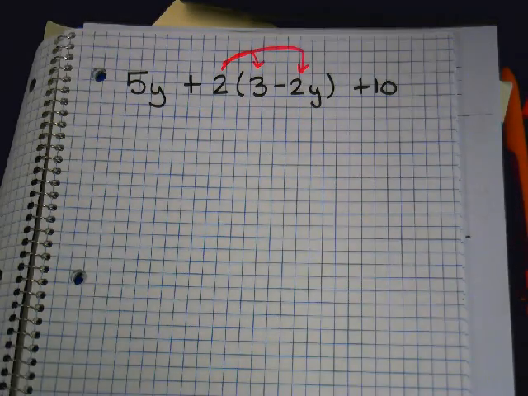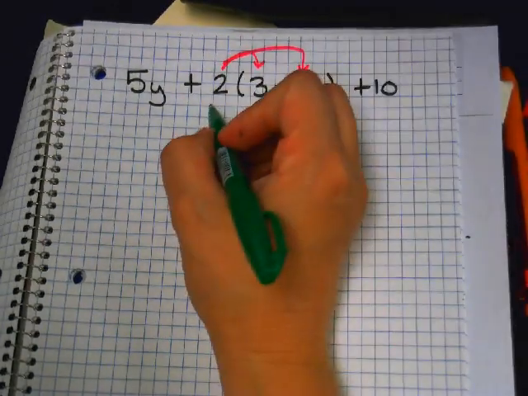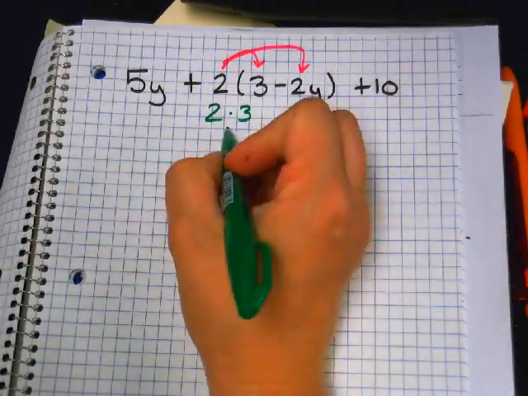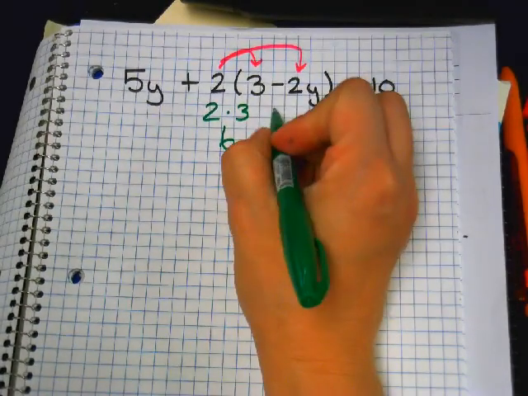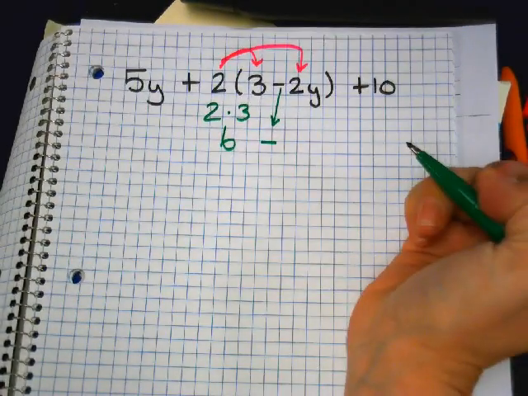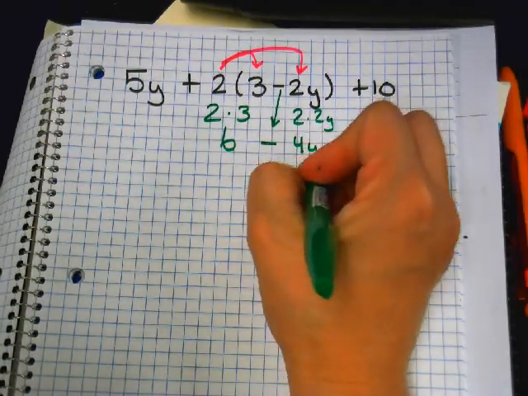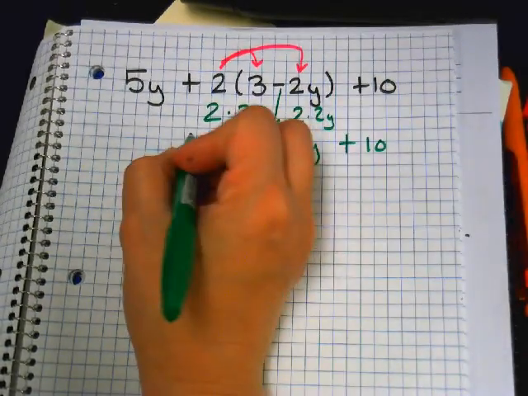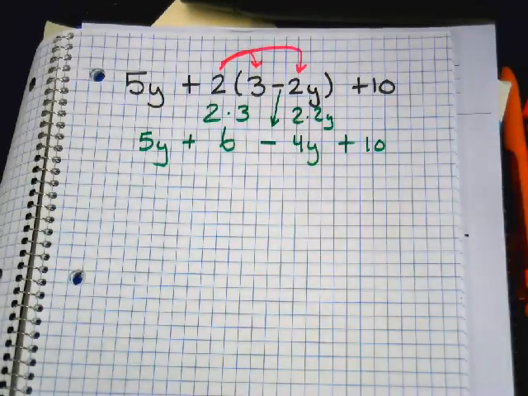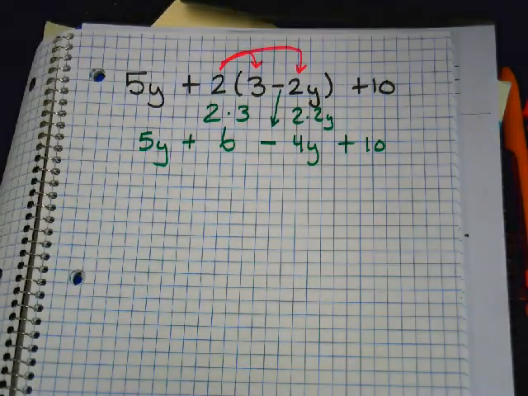All right. What's 2 times 3? 6. Minus. What's 2 times 2y? 4y. Okay. Plus 10 plus 5y. Okay? Circle the y's.